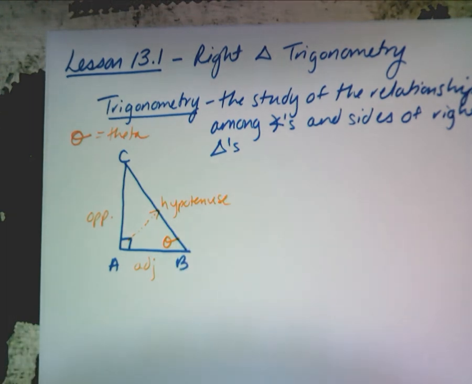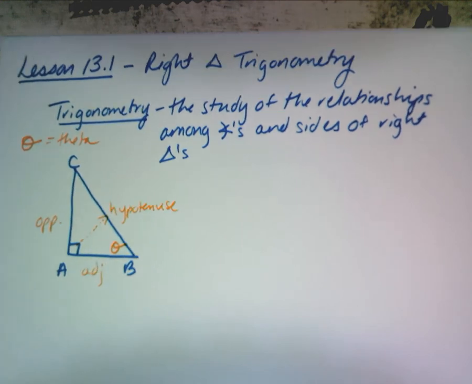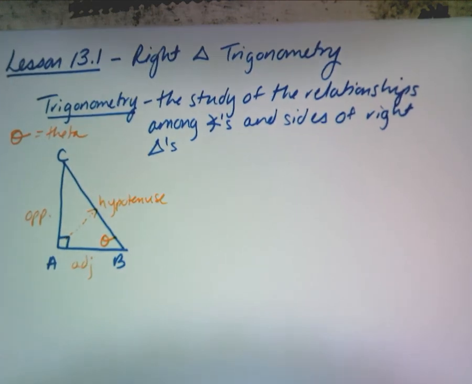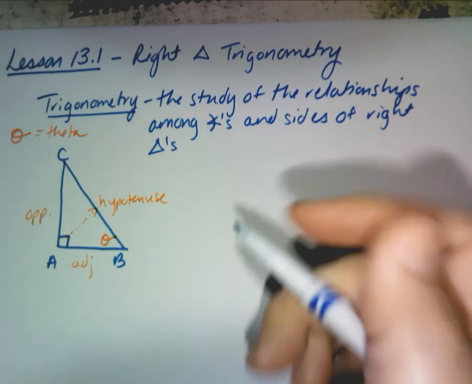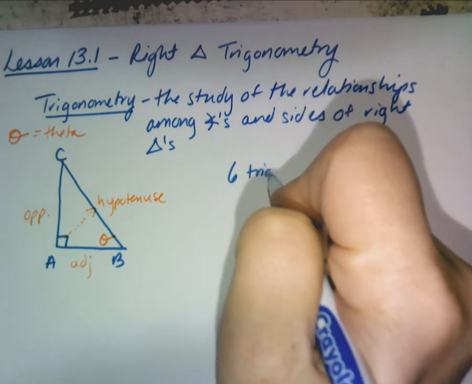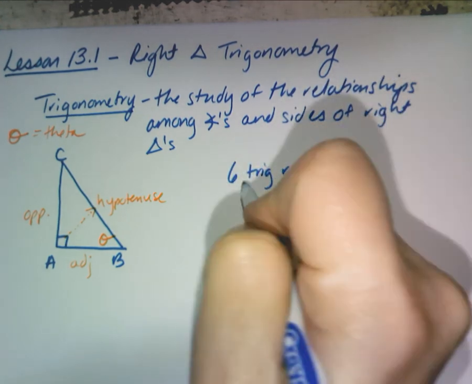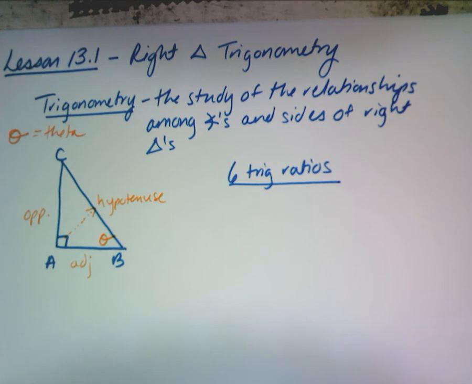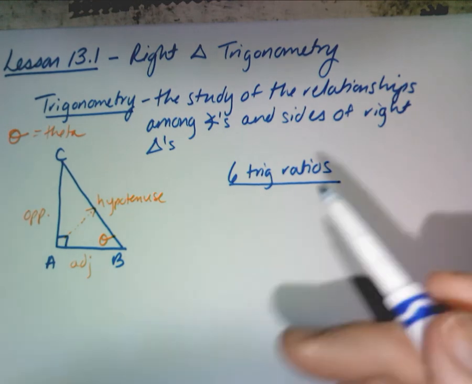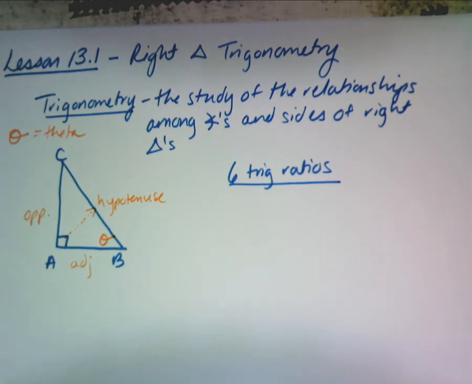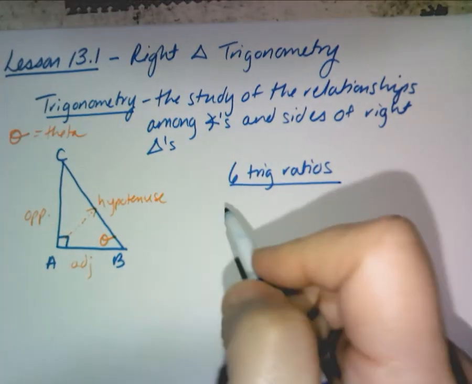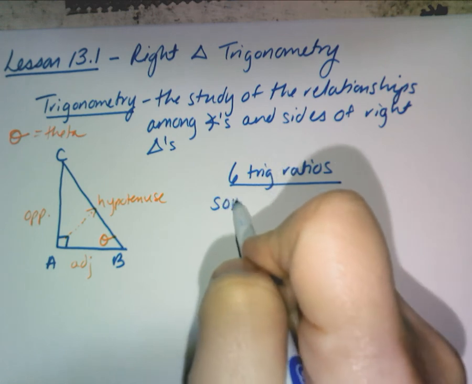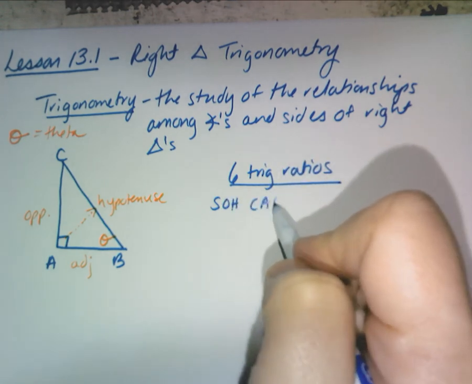Now, what the mathematicians prior to me decided to do was create these ratios that occur from theta and the sides that are opposite. And there are 6 trig ratios. You're probably more familiar with the first 3. The first 3 are sine, cosine, and tangent. That's what you see in your calculator, sine, cosine, tan. We use this little phrase to help us remember, SOHCAHTOA.